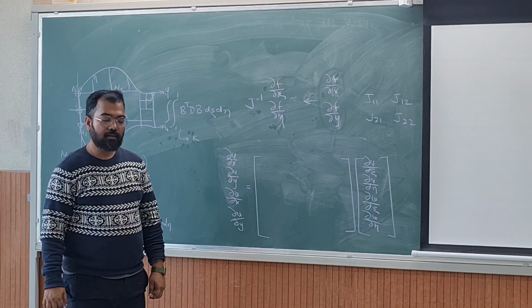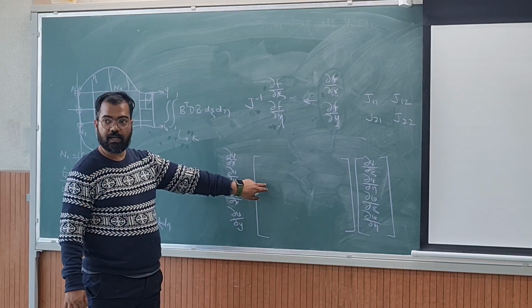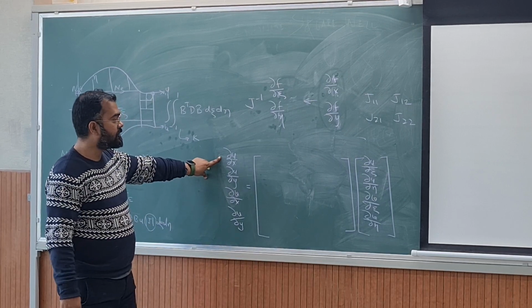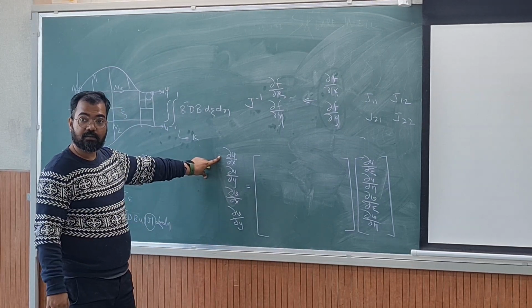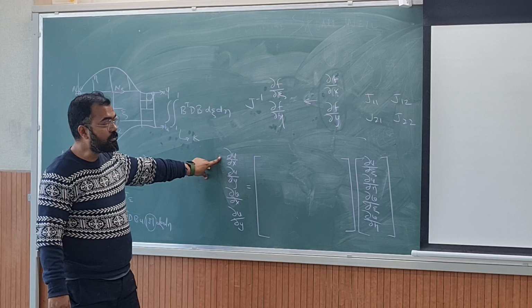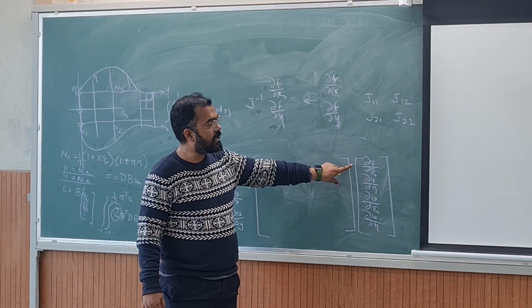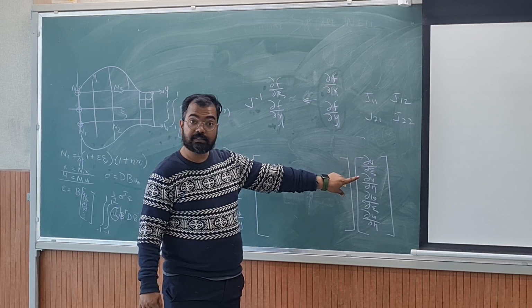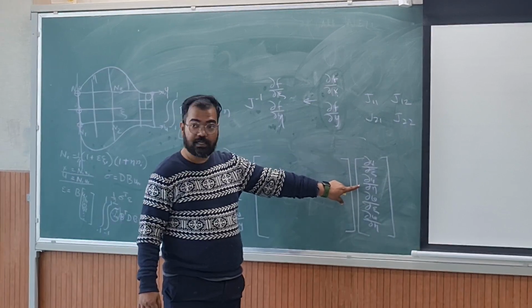Right? So इधर क्या आएगा? What should I have here? Del u by del x. So del u by del x will be equal to what? Del u by del x will be equal to del x by del epsilon into del u by del epsilon plus del x by del eta into del u by del eta.